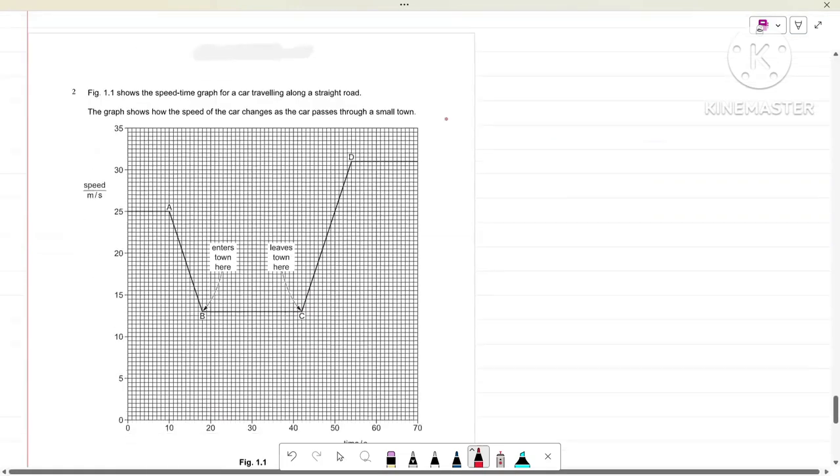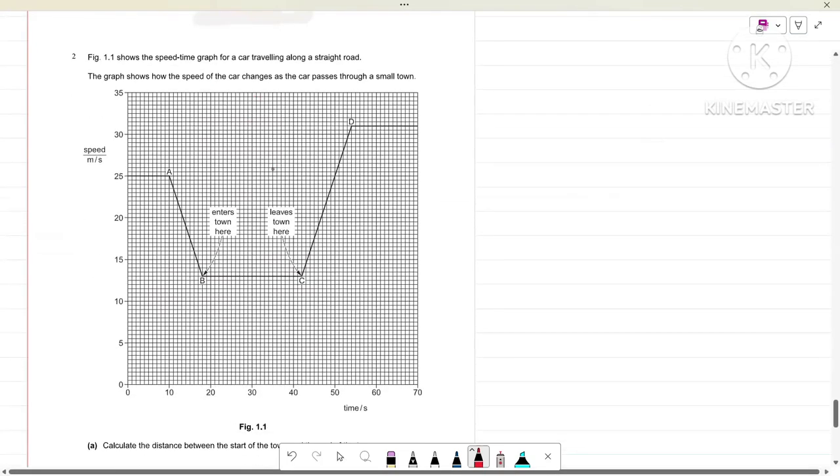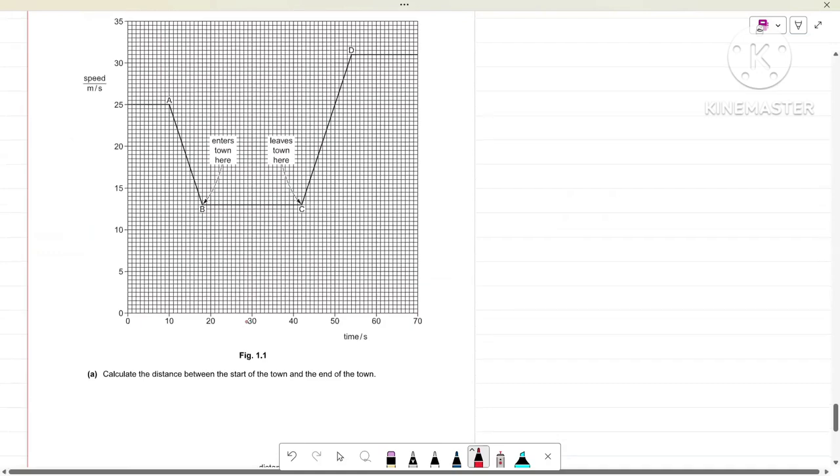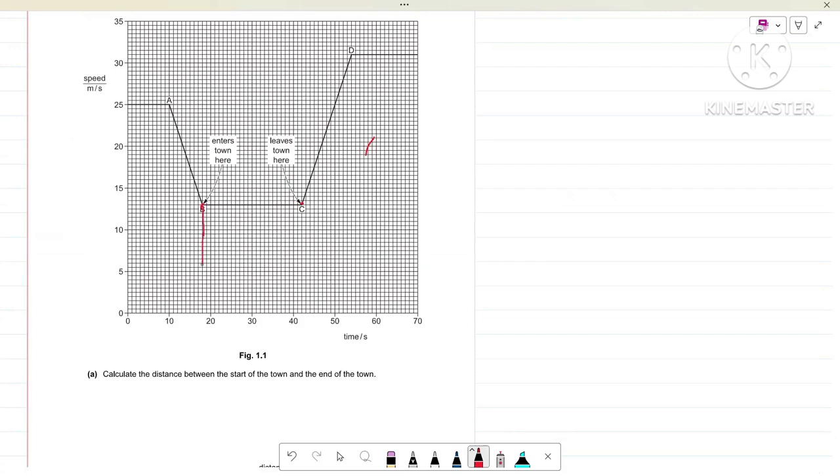Now we will solve one question. So this speed time graph is given. Calculate the distance between the start of the town and end of the town. So this point is the start of the town and this point is the end of the town. So we have to find the distance and we know that distance is given by area under the graph. So this means we have to find this area. Area under the graph means we have to find this area.